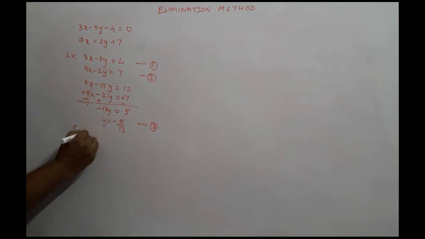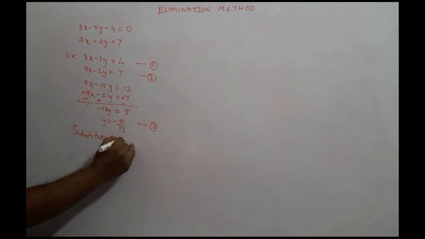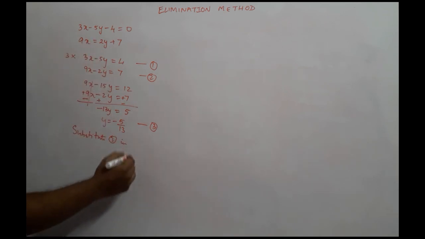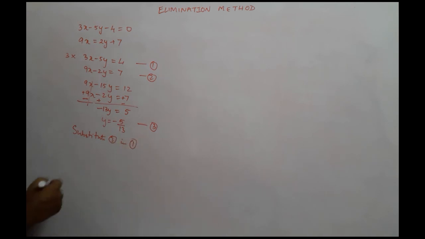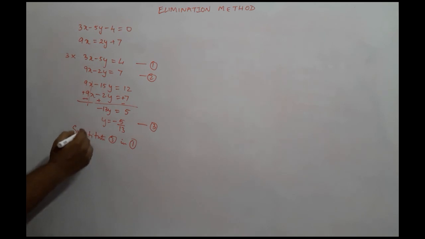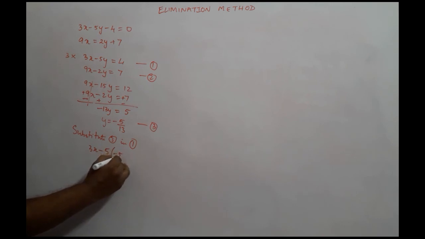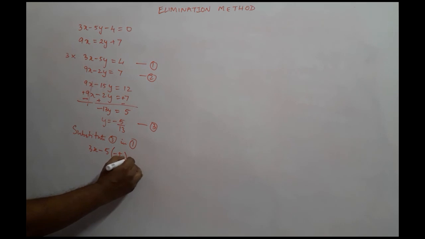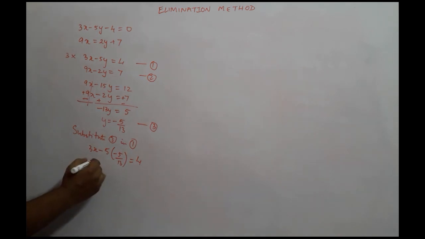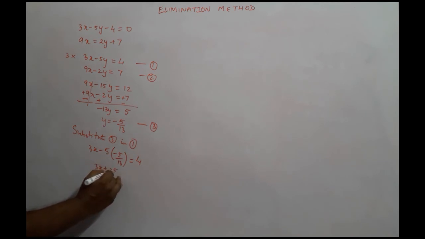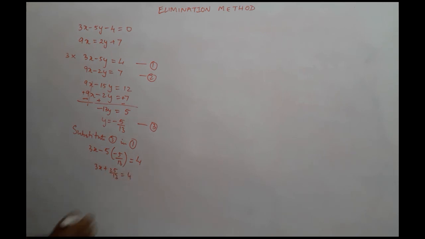Now we need to substitute 3 in any one. So let us go with equation 1. So we have 3x minus 5y. Now we need to find out the value of x. Instead of 5y, we'll put 5 into minus 5 upon 13, and here equal to 4. So minus into minus gives us plus, and 5 multiplied by 5 will give us 25. So 3x plus 25 upon 13 equal to 4.